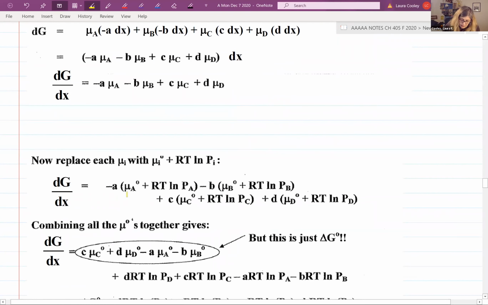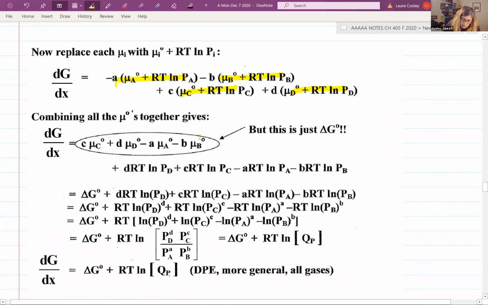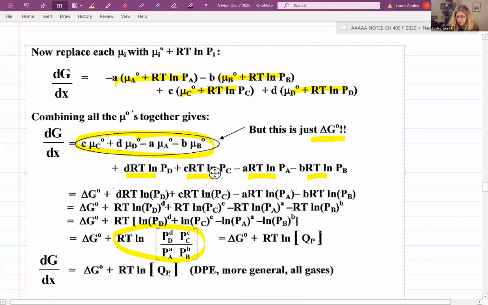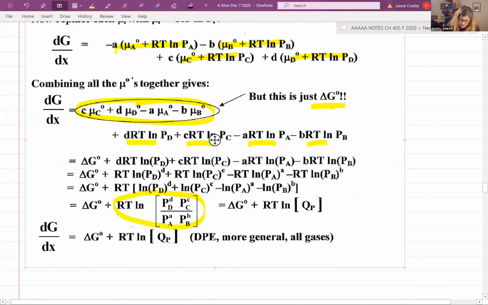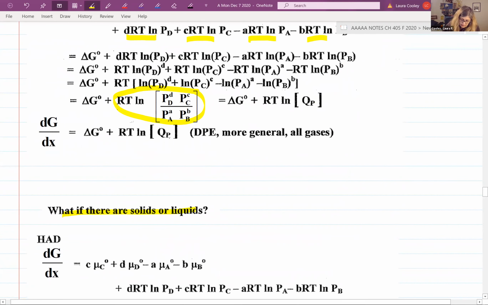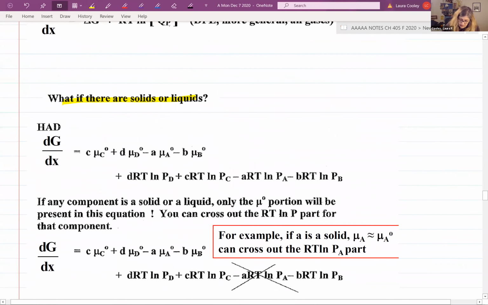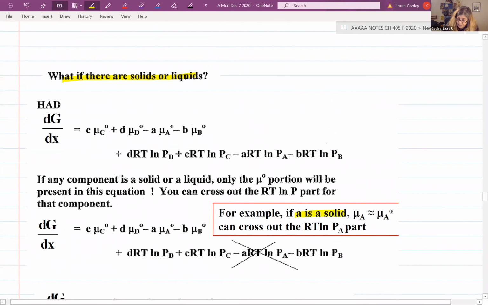We ended up with dG/dx equals, remember we had the A term, the B term, the C term, and the D term. And we grouped all these together, and that was delta G0 for the reaction. And then we had these other terms that we put together, and we ended up with the RT log of this whole pressure ratio, that Q_P. So what happens now if there are solids or liquids? In this example, I say, well, what if A is a solid?